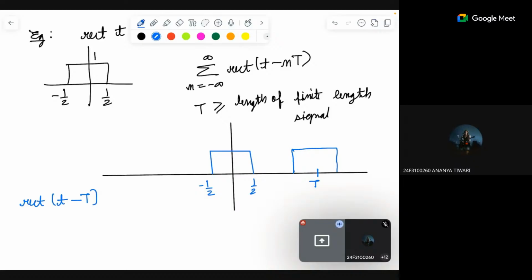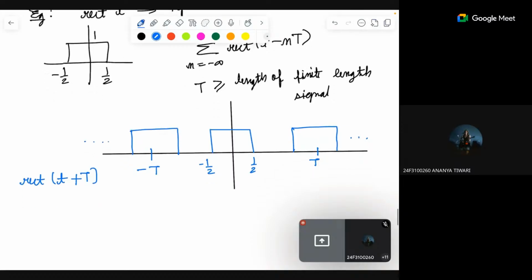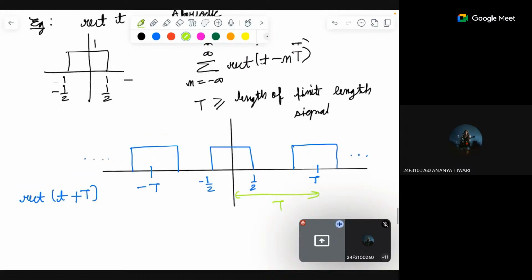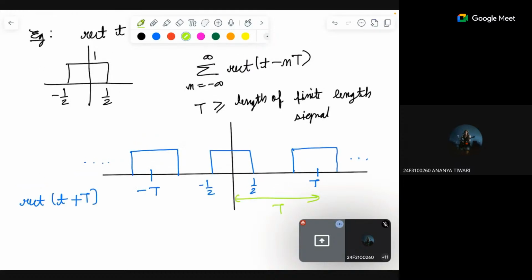If I take n is equal to minus 1, I will get rect of t plus capital T. So now it will move T units to the left. So this is my signal and it will keep on repeating like this. So the period is this length T. So this is a periodic signal. Is this clear?